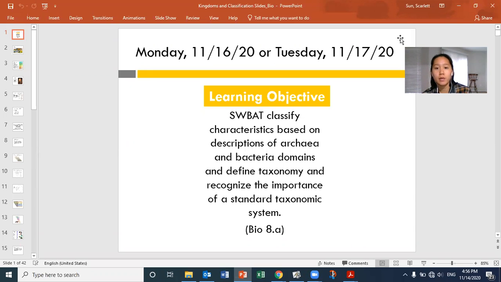It says students will be able to classify characteristics based on descriptions of archaea and bacteria domains, and define taxonomy and recognize the importance of a standard taxonomic system. So obviously we have moved on from evolution and we're going into a new unit on taxonomy, and that's basically the system of organizing and identifying organisms that are alive. And you'll see soon why this is important, just because organization is always nice, no matter what it is. So let's go on to the do now.